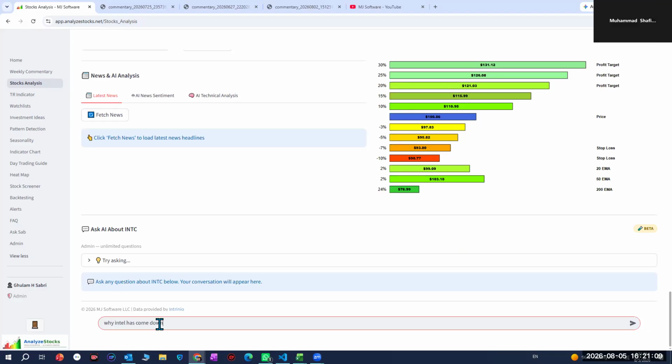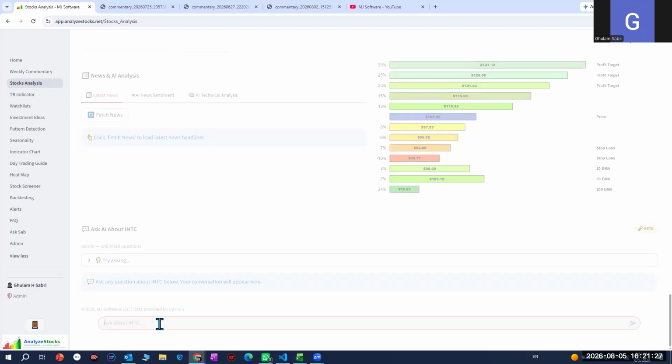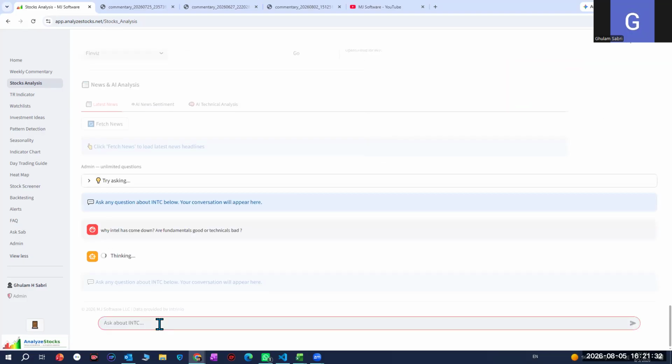Yes, due to fundamentals? Fundamentals are very good, everything is good. Why is it not picking up? Fundamentals good or technicals bad? Technicals bad. Okay, let's see what it says. It will gather all this data, send it to Claude, and the answer will come from there. That's why there is a pause here, because it's going outside to the Claude servers.